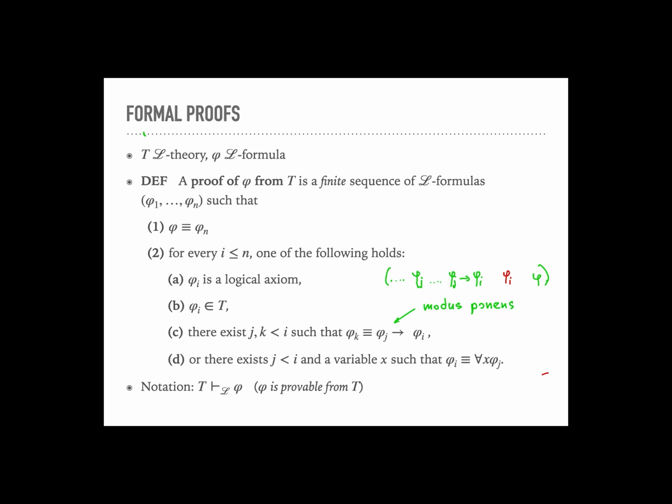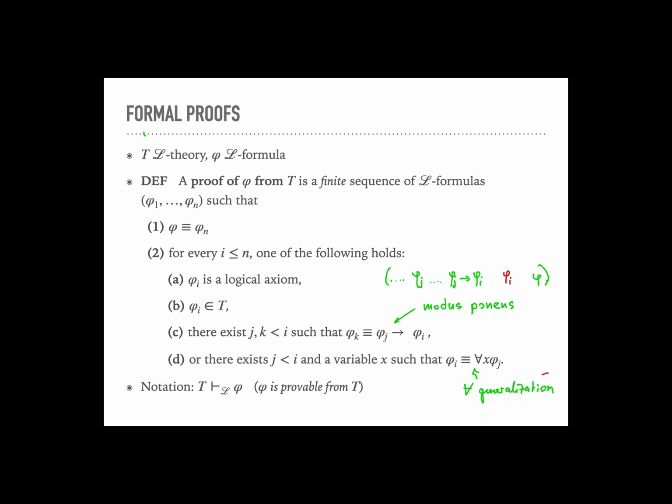The other rule that we use is the so-called universal generalization. This just says if at any point we have proved phi_j, then we can also introduce the new formula for all x phi_j, for any variable x. So that's again a very simple syntactical rule. So these are the two rules that allow us to introduce new formulas that are not either an axiom or a formula in our given theory. And if we are able to find such a deductive sequence with phi being our last formula in that sequence, then this is called a proof of phi from T.